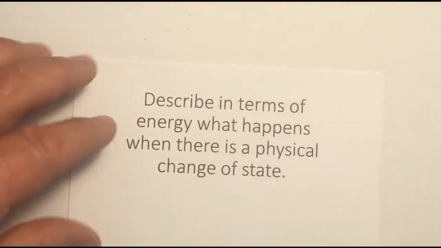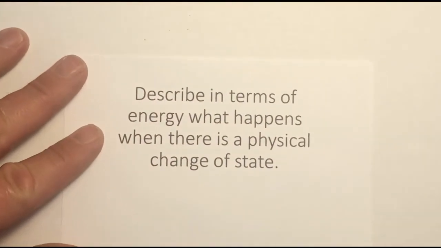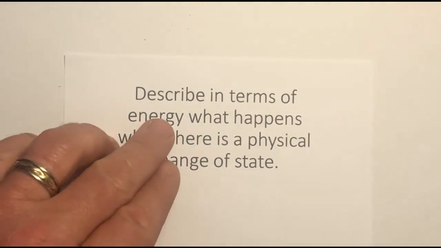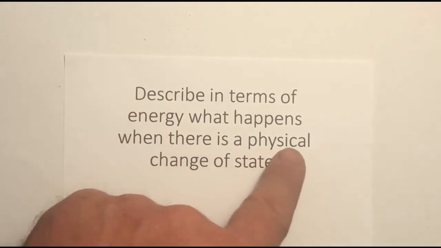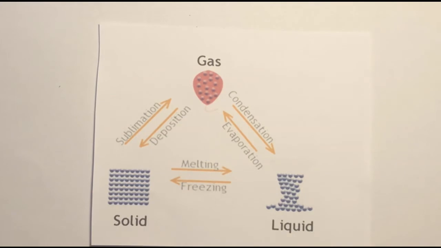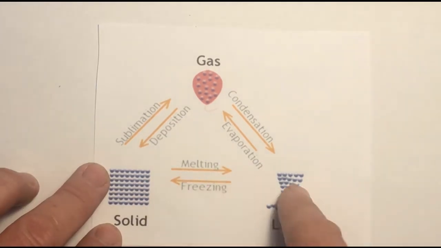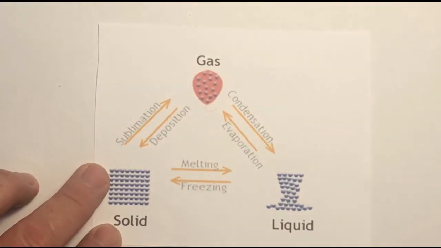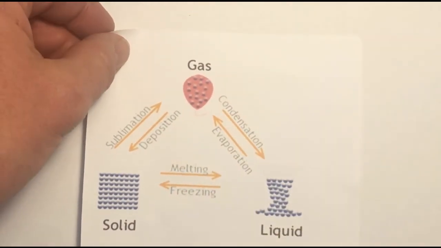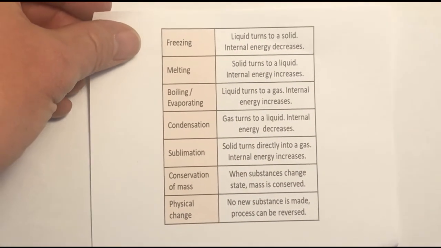Now, the question that we're going to be dealing with in this video is: describe in terms of energy what happens when there is a physical change of state. In the previous video, we went through the changes of state, solid, liquid and gas, and all the different terminology that goes with it. What you need to be able to do now, rather than just the names, is talk about it from an energy point of view.